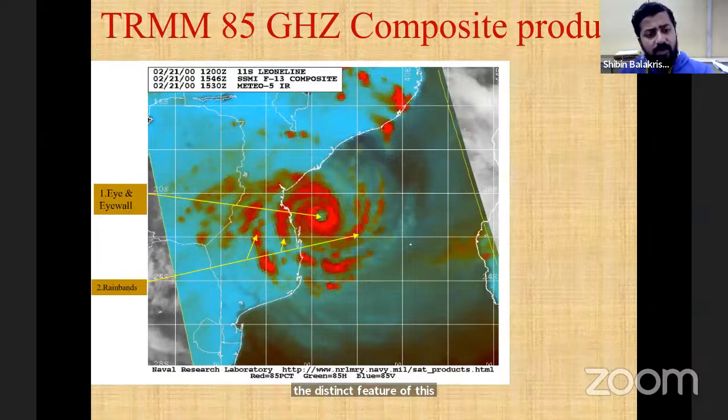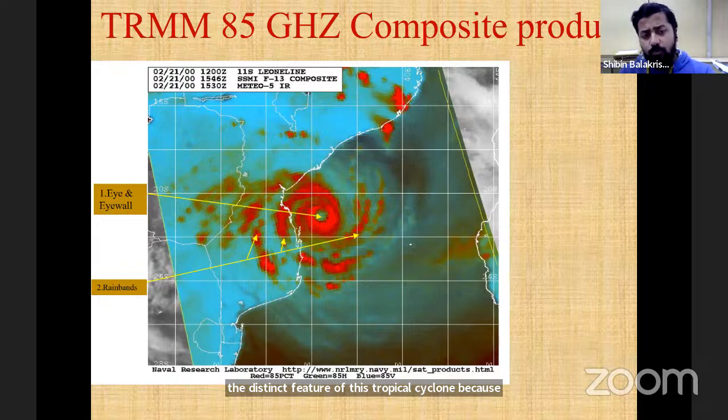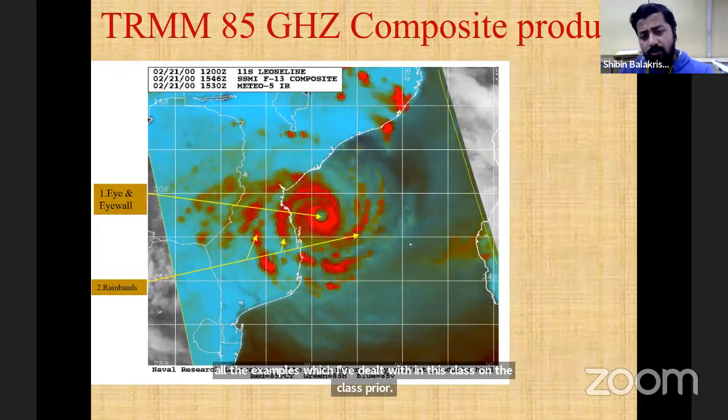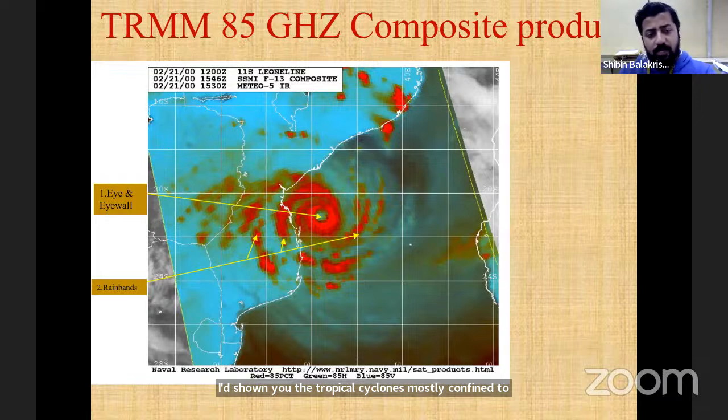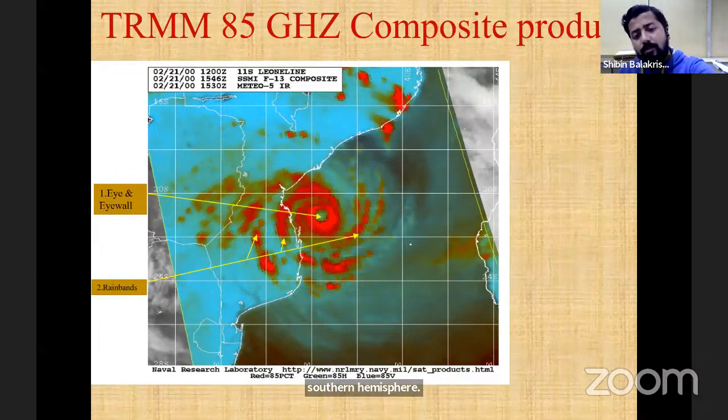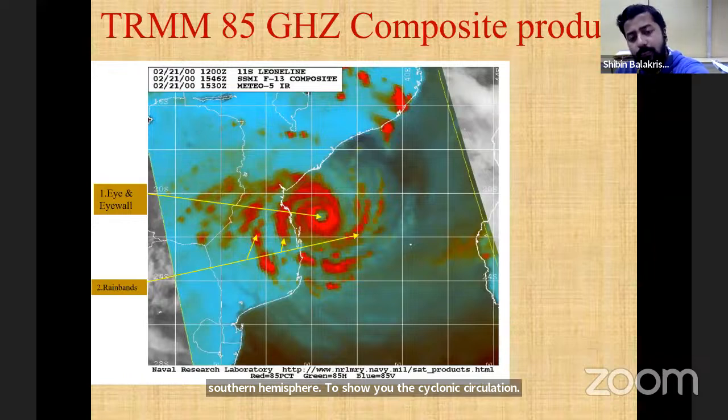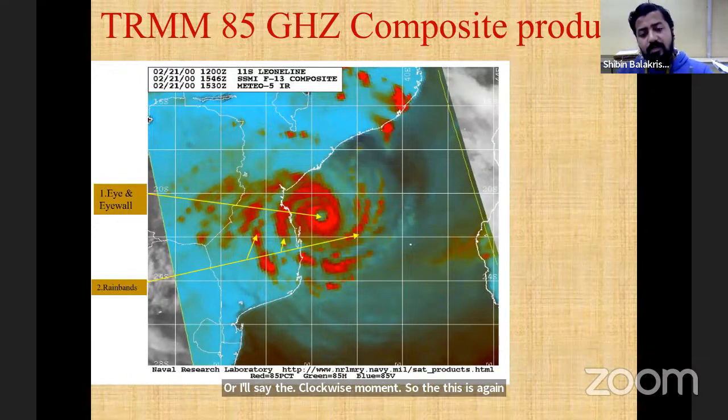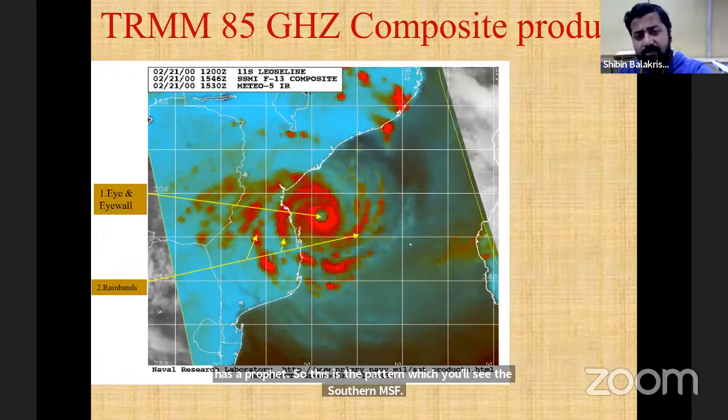All the examples which I have dealt with in this class and the class prior showed tropical cyclones mostly confined to the northern hemisphere. This is a system which, when you look at the lat-long information, you can comprehend is from the southern hemisphere, to show you the clockwise movement of winds here. Like we saw in the last class, tropical cyclones in the northern hemisphere have an anti-clockwise circulation, and similarly in the southern hemisphere it has a clockwise circulation. So this is a pattern which you see in the southern hemisphere. Just to give a distinct example, I had taken this image.